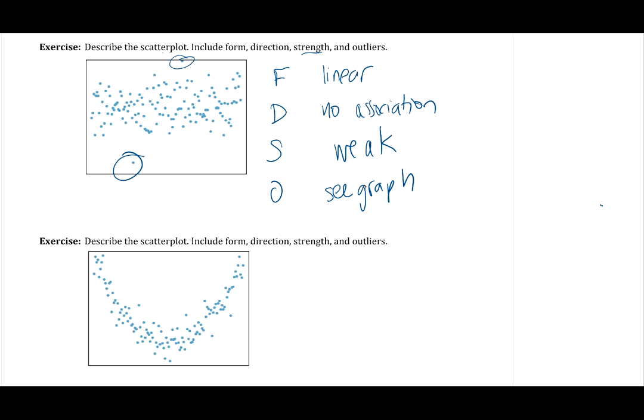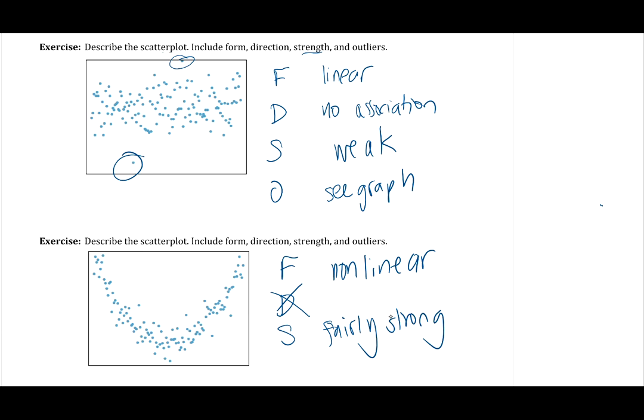And then let's do our last one here. Form here, definitely nonlinear. You can probably describe that. It looks like a parabola, doesn't it? All right, and then the direction, we can't really say that if we're talking about a nonlinear graph here. I mean, you could say, well, it's a parabola that opens up, but we're only going to be examining linear relationships in this class. Strength, I'd say this one's fairly strong.